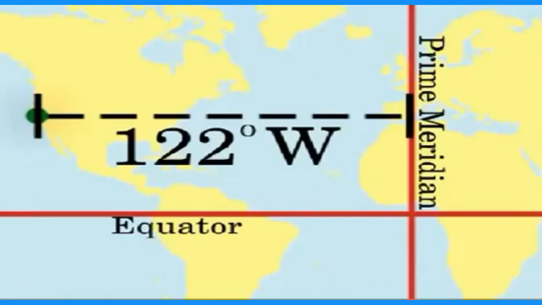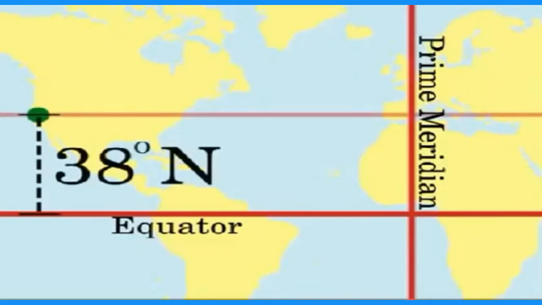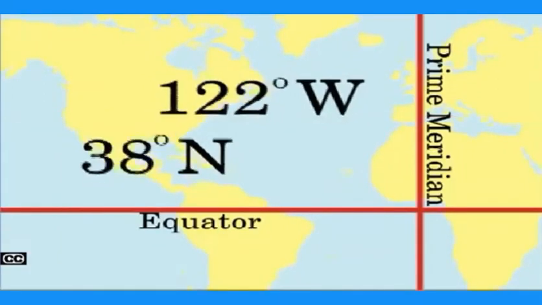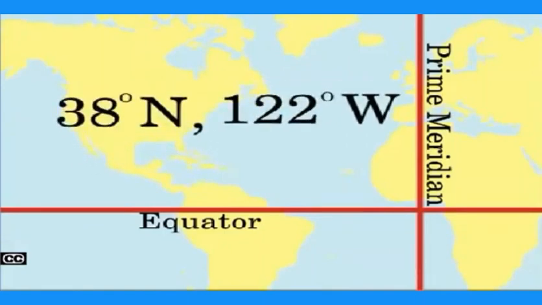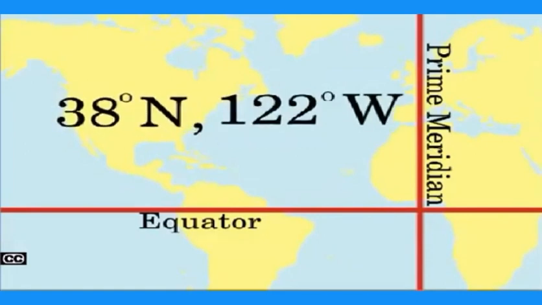Now let's take this example. When we marked on the map, we got latitude 38 degrees north, as the place is in the Northern Hemisphere, so we put N. We got a longitude of 122 degrees west as the place is in the Western Hemisphere. Now let us put them together. We read it as 38 degrees north, 122 degrees west. This is the exact location of the spot that we had marked on the map.